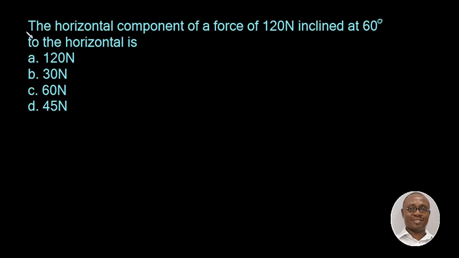Let us take a look at this JAMB Physics 2017 question which goes thus. The horizontal component of a force of 120 Newton inclined at 60 degrees to the horizontal is this. Let us quickly take a look at a diagram to depict what we are talking about.